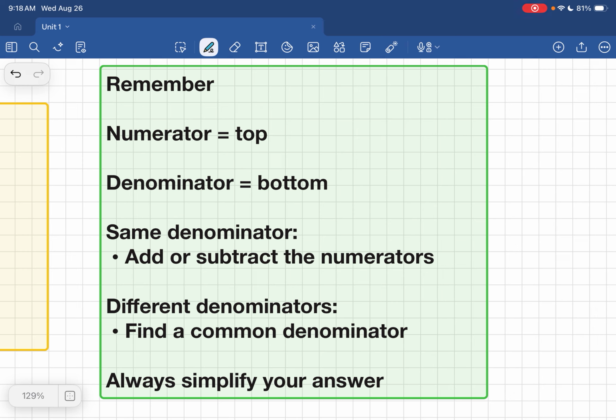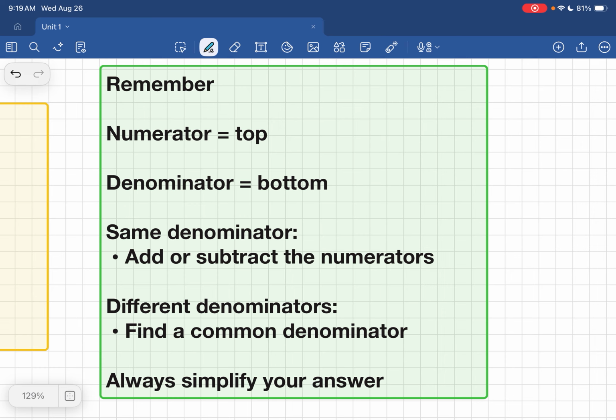Great job. Today we reviewed the basic skills we'll need when working with fractions. Remember to pay attention to your denominators. Simplify your answers and don't add the denominators when you're adding or subtracting fractions.